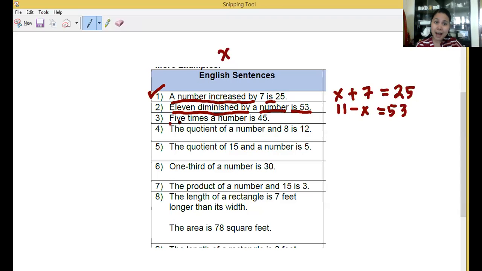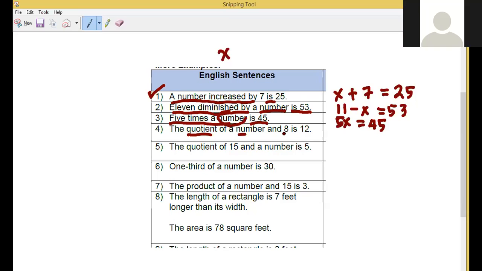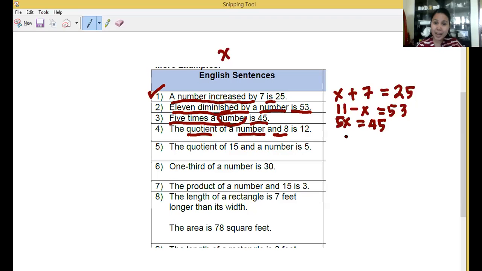Next, 5 times a number. If you say times, it means multiplication. We don't know the number, so we just write 5x is 45 equals 45. Next, the quotient. It means division. So the quotient of a number and 8. So we have x divided by 8 is 12. Is equals is 12.